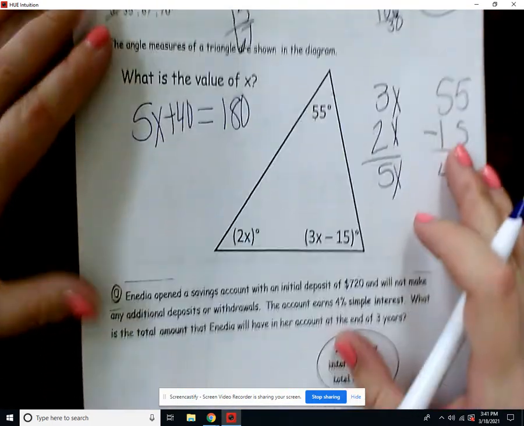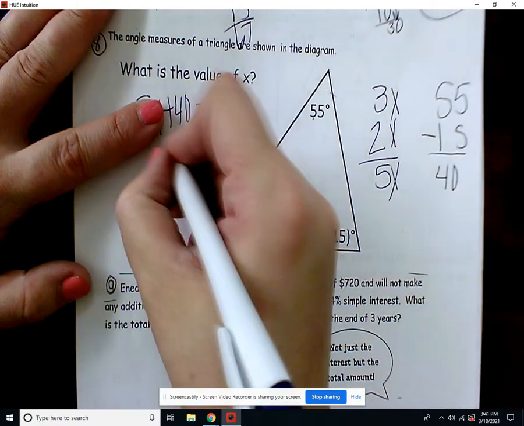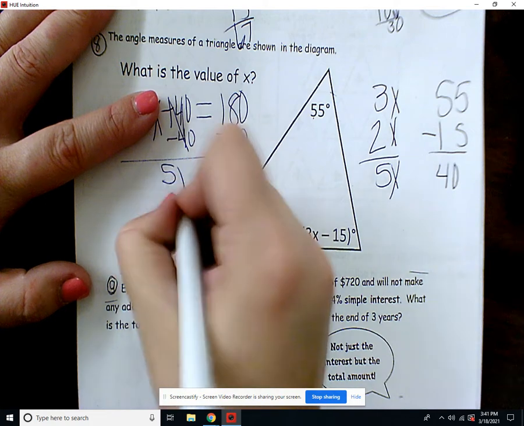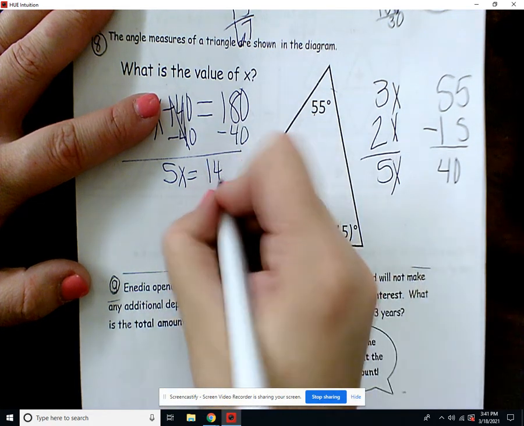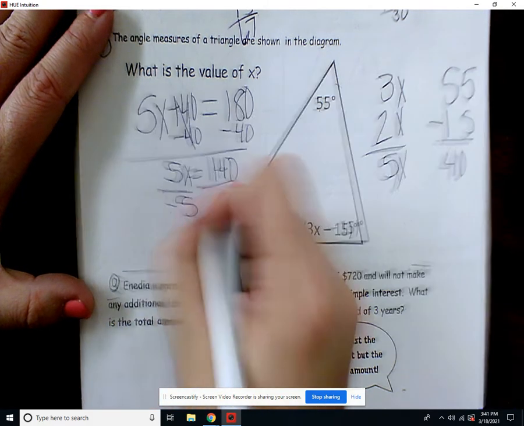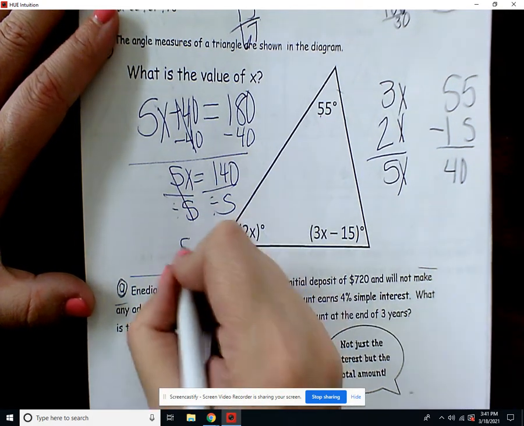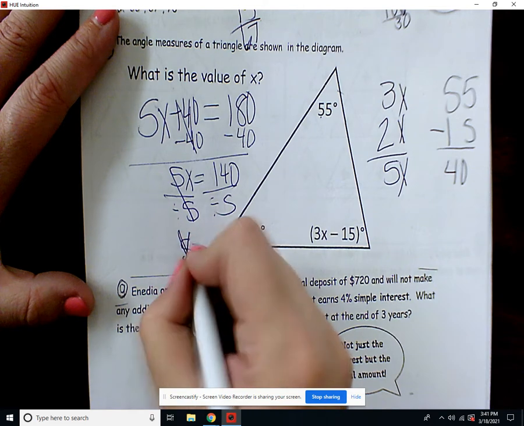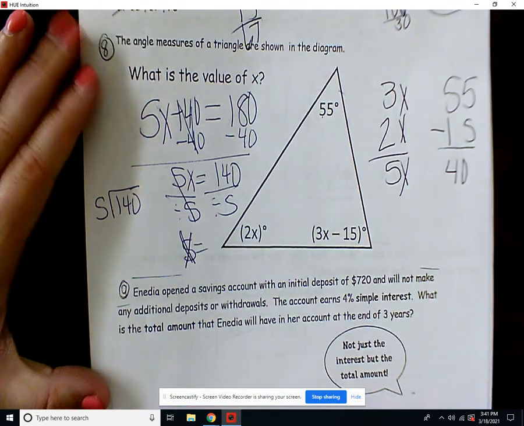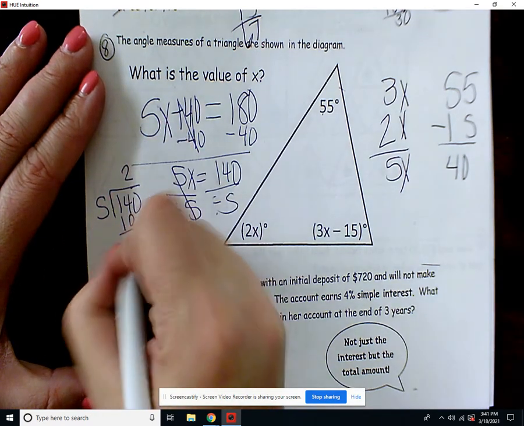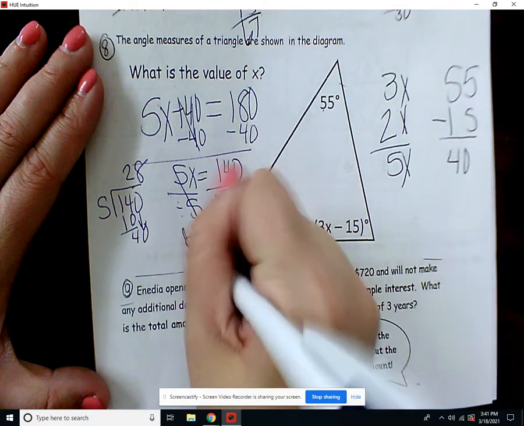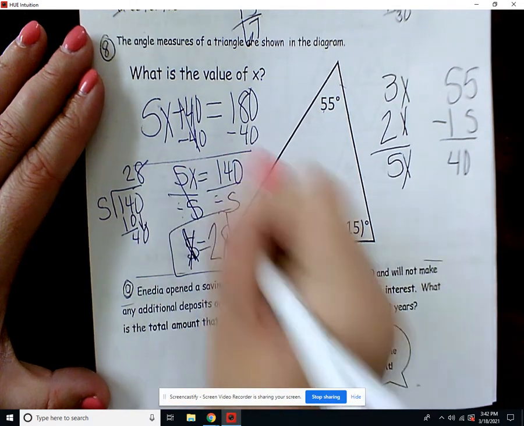And now we're going to solve. So cover up our 5x. Opposite of plus 40 is minus 40. Bring down our 5x. 180 minus 40 is 140. 5x means to multiply. So we're going to do the opposite, which is divide. So 5 into 140. 5 will go into 14 2 times. And then 5 will go into 40 8 times. So x equals 28.